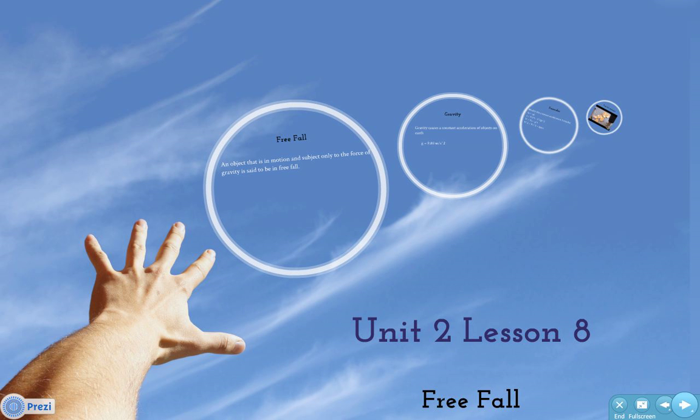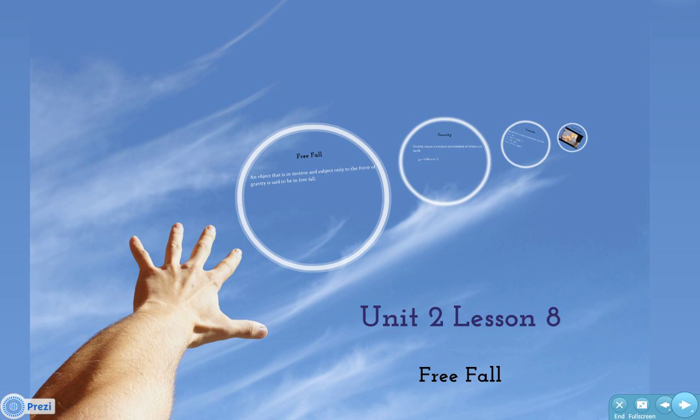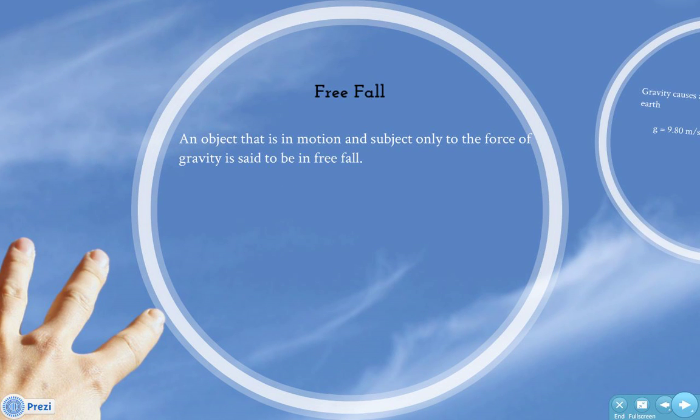So let's get started with a definition. First of all, what do we mean by free fall? Free fall is basically talking about an object that is in motion and subject only to the force of gravity. That's what we mean by being in free fall. The only force acting on you is gravity. So there's no significant air resistance. There's no engine or thrust force acting on you. There's just you falling through the force of gravity. We call that free fall.